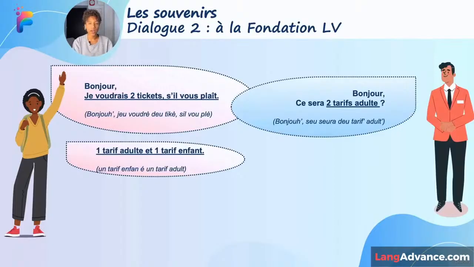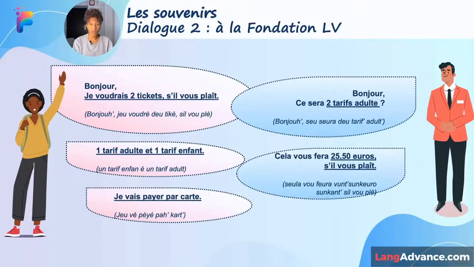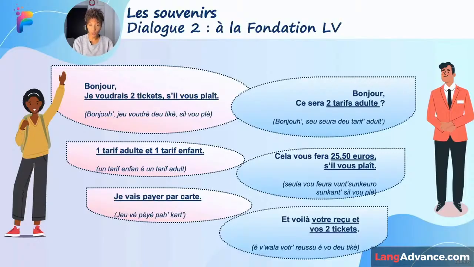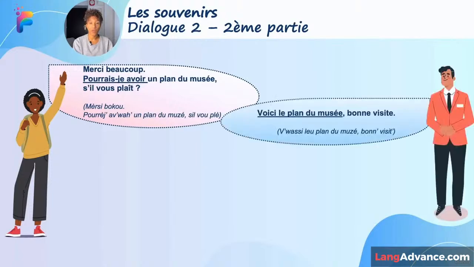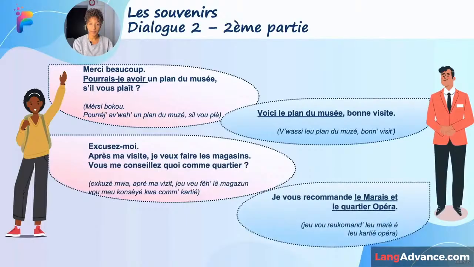Bonjour, ce sera 2 adultes? Cela fera 25,50 € s'il vous plaît. Et voilà votre reçu et vos 2 tickets. Voici le plan du musée. Bonne visite. Je vous recommande le Marais et le quartier Opéra.